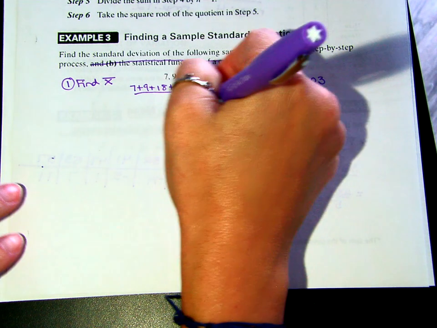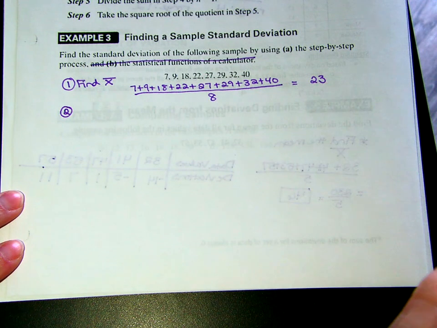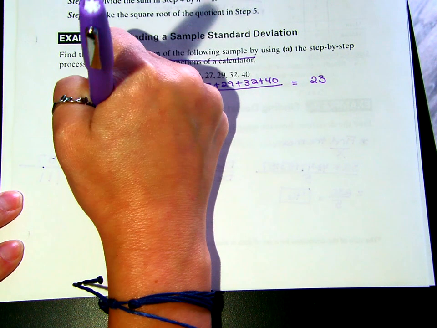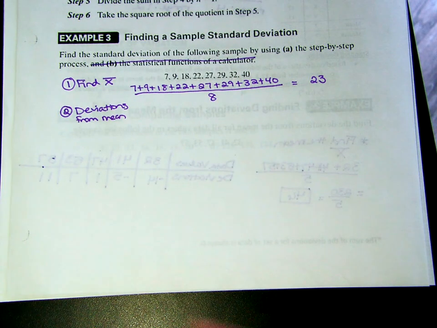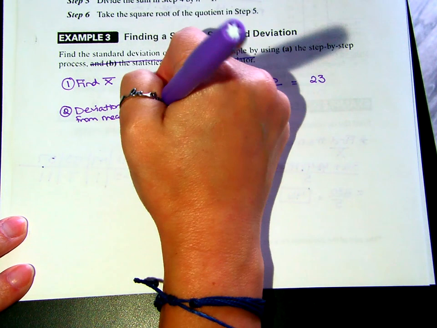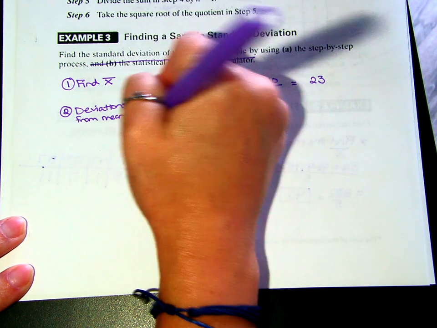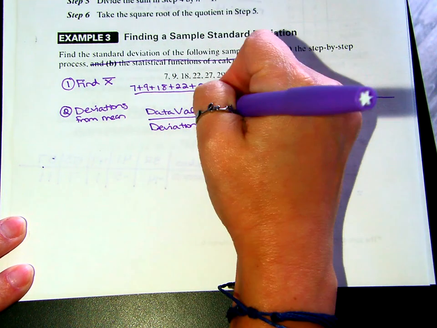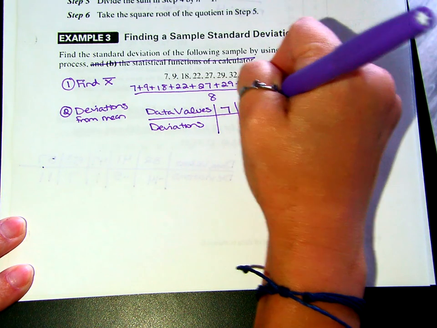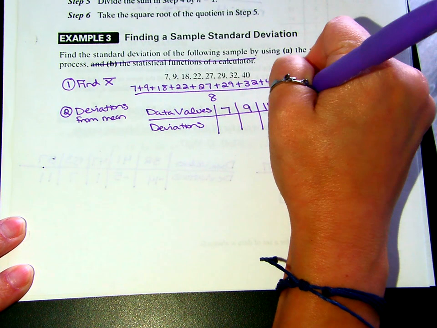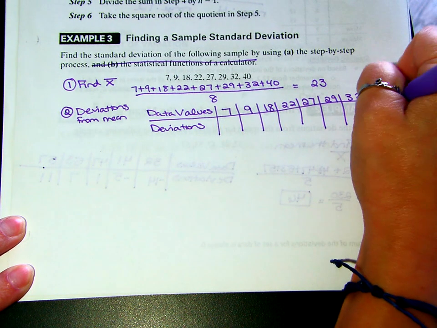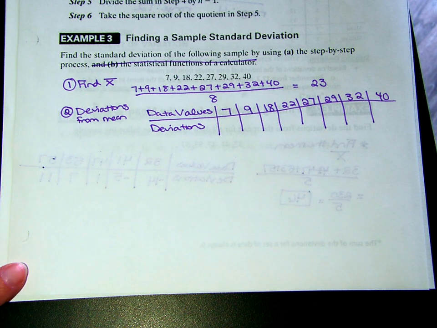Step 2 is we're going to find the deviations from the mean. That's what we did on the previous example. And I do like making the little table. You don't have to make the table at all. I just like having that table, so I'm going to do that. Wow, that's really fabulously crooked.